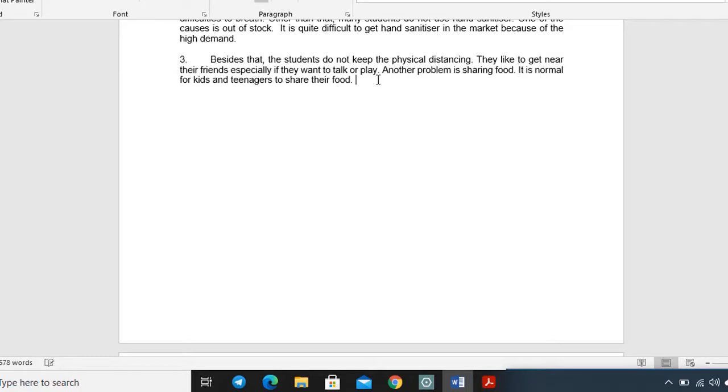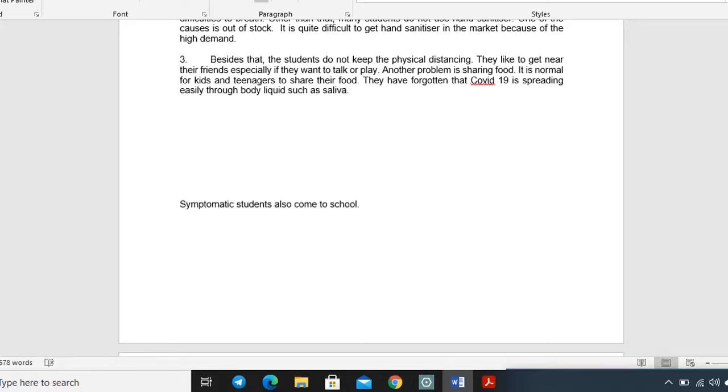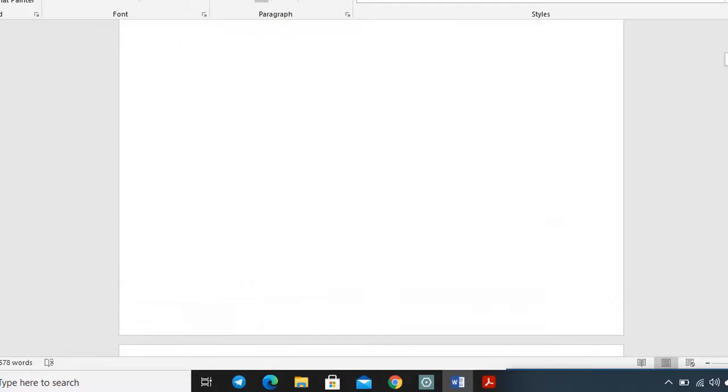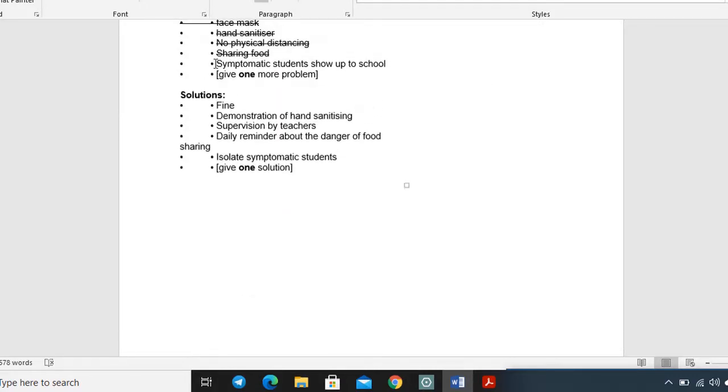But what happens if you share your food with your friend? Okay, they have forgotten that COVID-19 is spreading easily through body liquids such as saliva. Saliva tu maksudnya ialah apa tu? Air liur. Okay, so how many sentences already? 1, 2, 3, 4. Another one sentence or another 2 sentences. Okay, what else do we have? Okay, symptomatic students. Another point. Symptomatic students. Meaning that the students have high fever, cough, cold.